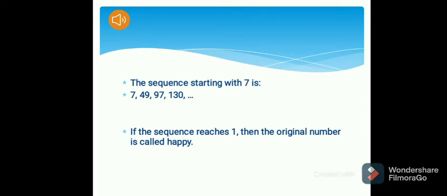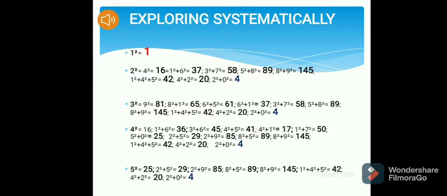If the sequence reaches 1, then the original number is called happy. If not, it is called sad. Investigate. To explore it systematically, we repeat the process from 1 to 100. We added the squares of the digits of the number that we chose. We tested every number so that we will know if they are happy numbers or sad numbers.